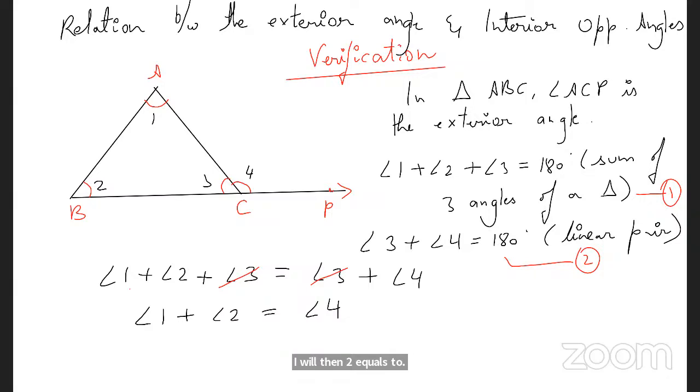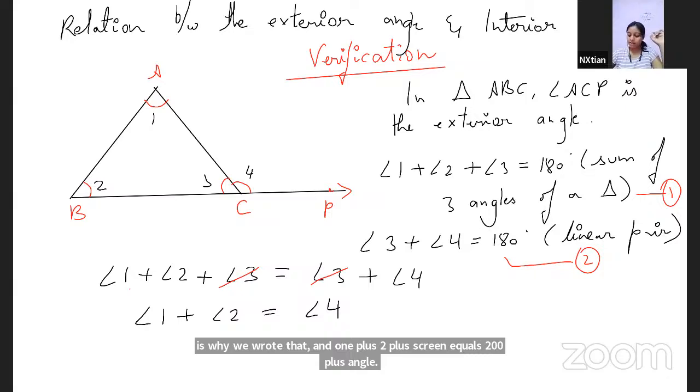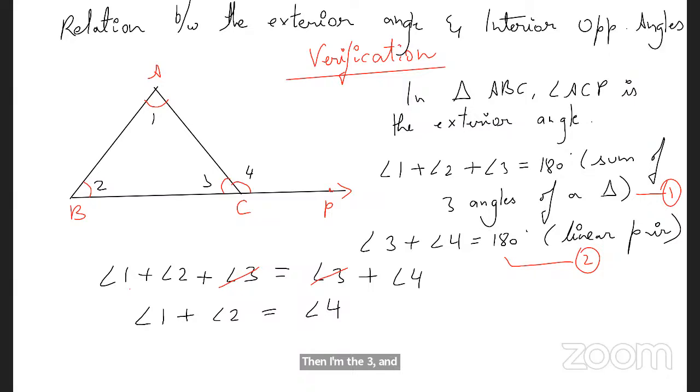See, angle 1 plus angle 2 plus angle 3, the sum is how much? The sum is 180. Then angle 3 plus 4, the sum is also 180. That is why we wrote that angle 1 plus 2 plus 3 equals angle 3 plus angle 4, putting an equal sign. Then angle 3 and angle 3 we cancel, so we are left with angle 1 plus angle 2 equal to angle 4.